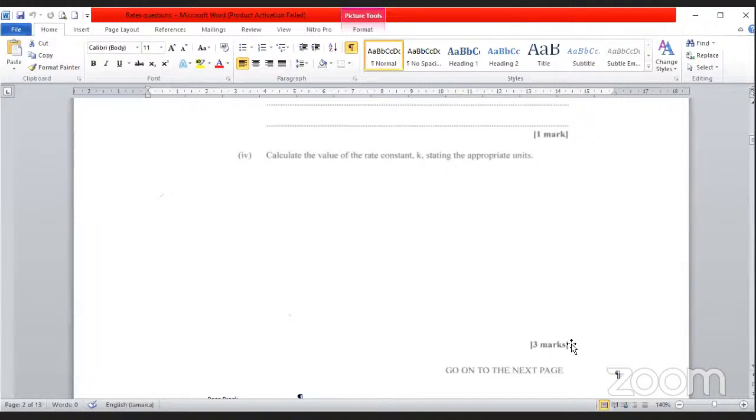So for your 3 marks, you're getting 1 mark for the expression, that is K is equal to whichever values you have taken out of your table. So if we are looking at, say, experiment number 2, then it would have been 6 times 10 to the minus 3 divided by 6 times 10 to the minus 3 squared times 2 times 10 to the minus 3. So once you write that expression, you get a mark. Then you get a mark for your value of 8.33 times 10 to the 4. That's where the second mark comes in. And then the third mark comes in for the units: mol to the minus 2 dm^6 per second, s to the minus 1.